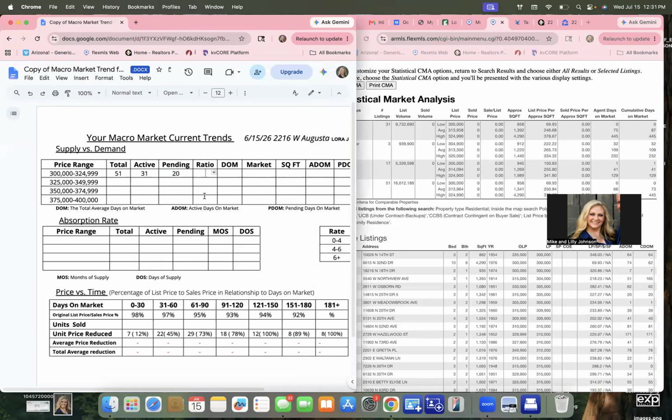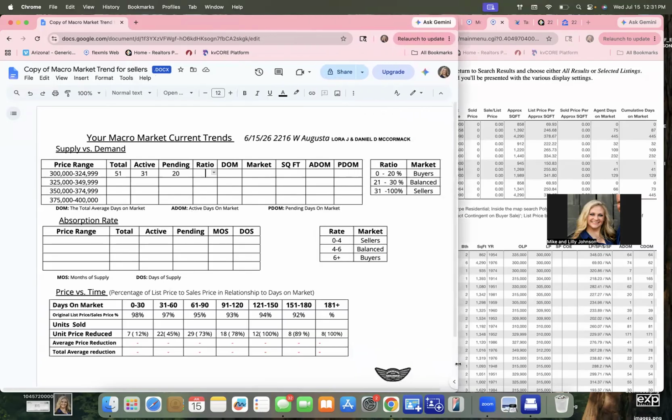Okay. So now I need a ratio. For my ratio, I'm going to do pending plus UCB, CCBS. Which the pending is the 20 divided by the total, which is 51. So 20 divided by 51. And that is going to give me 39% as the ratio. And you're going to see that it says balanced. Okay, so I'm going to put 39%, and it's a balanced market because of that. I don't make that up. That's just what it is.